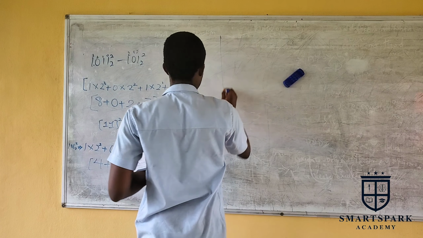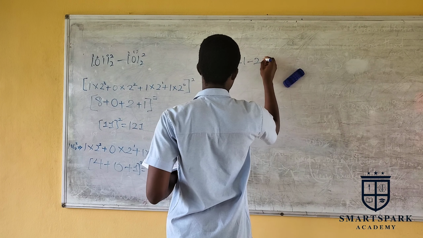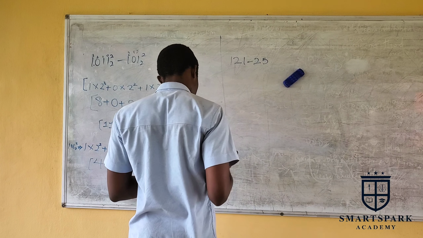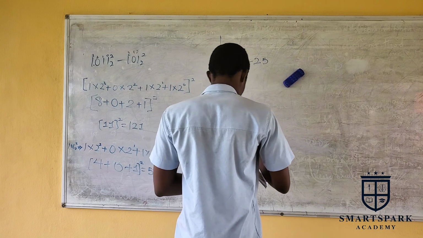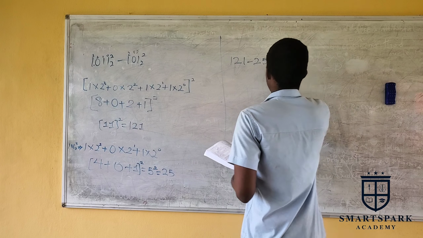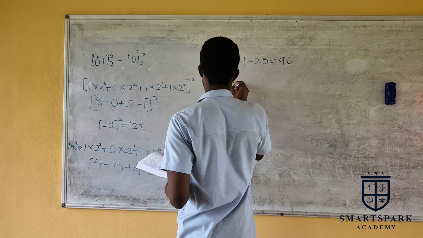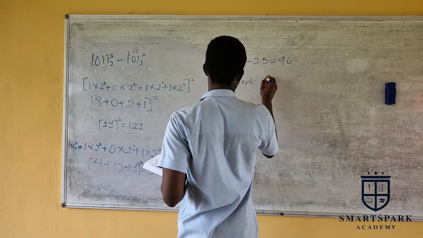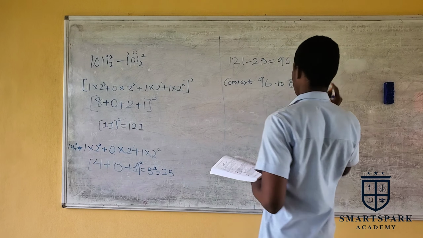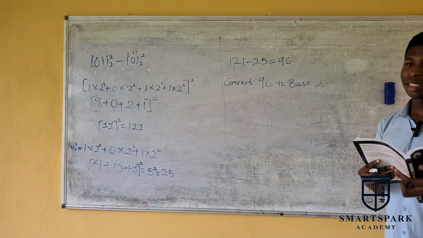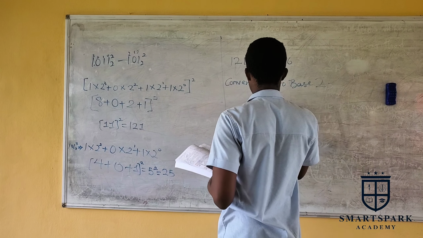So this is 121 minus 25, which is 96. Now we are going to convert this 96 to base 2. Yes, we are going to convert this 96 to base 2. So we are going to divide through using our normal base 2 conversion.